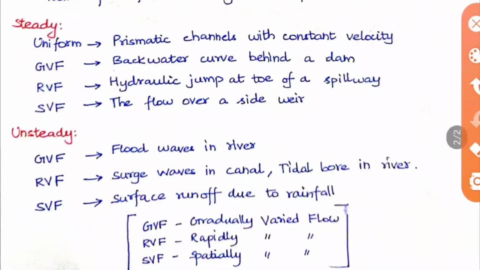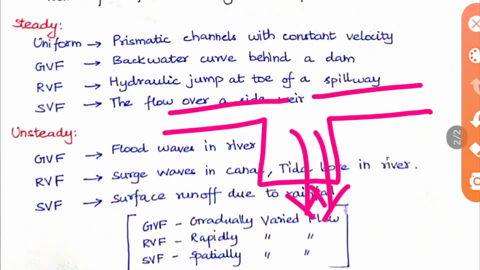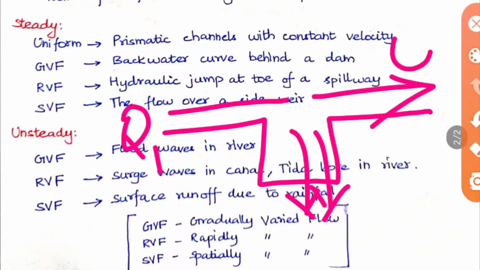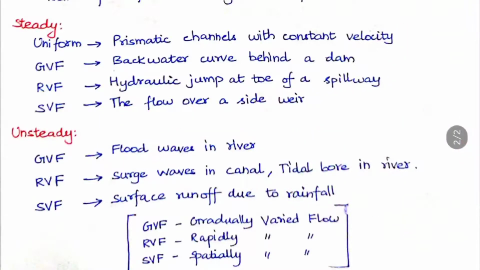How will this be? Consider this as a weir or something. The water is moving like this, along its length. When it is moving here, some water will be flowing in this direction also, and the remaining water will be going there. Here the discharge may be Q1, here the discharge may be Q2, and the water flowing through the side may be Q3. So there will be a change in the discharge. This is what is called spatially varied flow, that is, the discharge changing at the side of the weir. And the next thing is the unsteady flow.